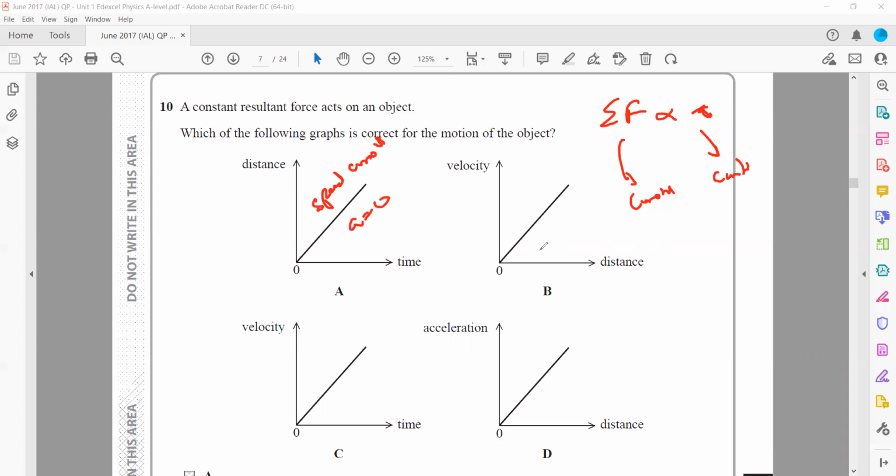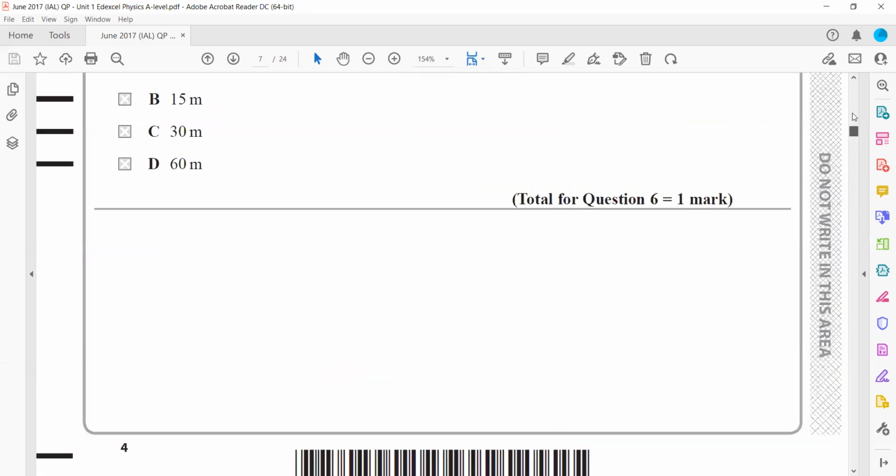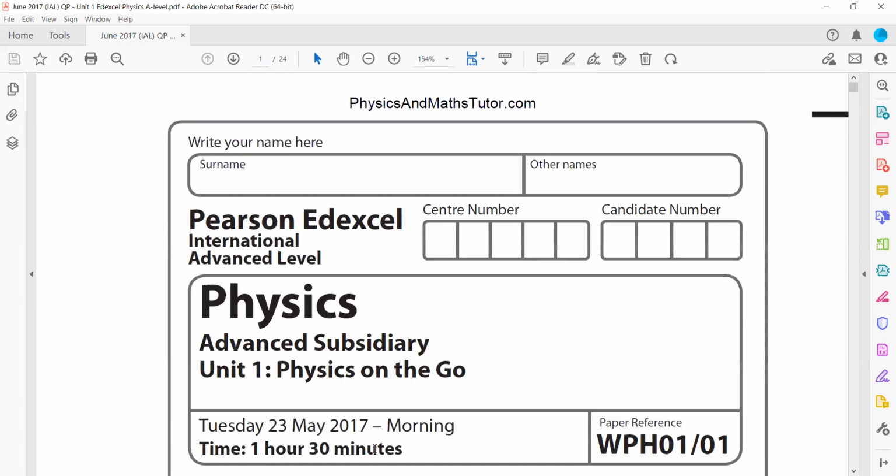This is a velocity and distance graph, so it won't give us the result. In the velocity-time graph, the slope represents acceleration. So the slope, or acceleration, is not changing, so we can say it is constant. So C is the right answer, the graph which shows that acceleration is constant is C. So this was from June 2017.